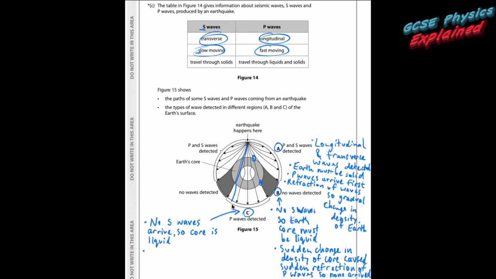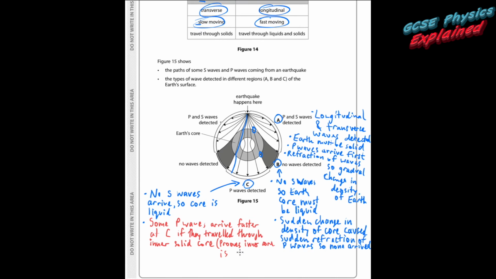But personally, I don't think that's fair for them to accept that, because how would you know based on the information they've given you? So I think this answer here in red's a bit sketchy. So that basically proves that the inner core is solid. One, 2, 3, 4, 5, 6, 7. There's 7 good statements there, so you definitely get your 6 marks.